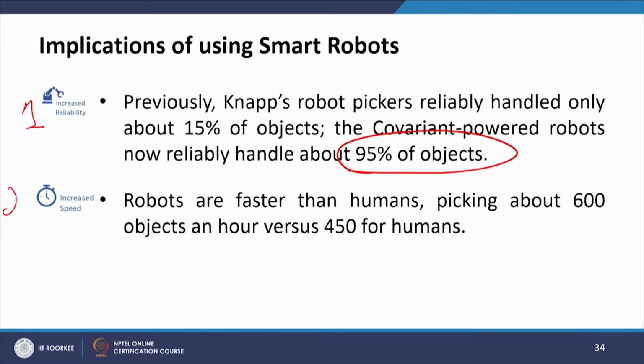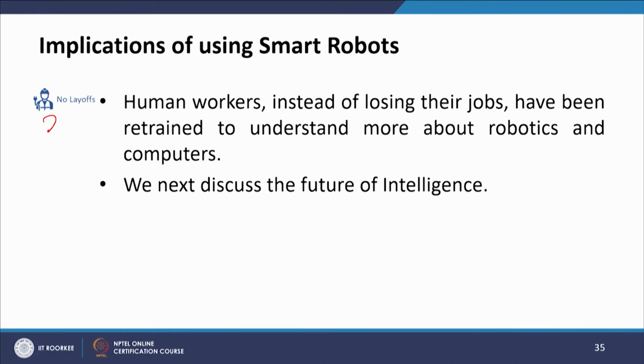The second is the increased speed. Robots are faster than humans, picking about 600 objects an hour versus 450 for humans. The third is no layoff. Human workers, instead of losing their jobs, have been retrained to understand more about robotics and computers.